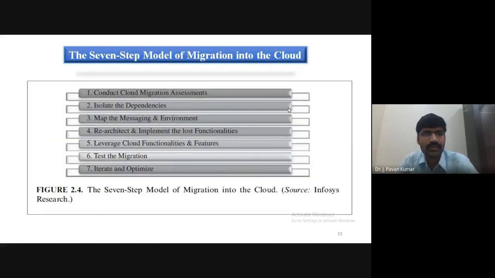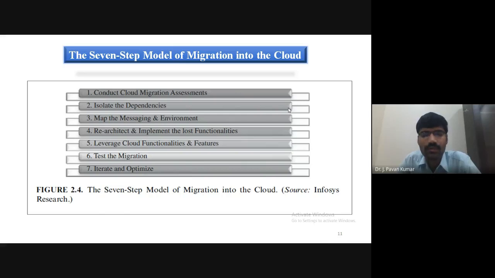See, this is a 7-step model for migrating into the cloud. 7 steps we will be performing in general. Conduct cloud migration assessments. Some assessments we have to conduct. That means some sort of discussions or estimates, all these things. Next, there won't be any physical thing that will happen in the first step, that you remember. First step, we will not do any physical things.